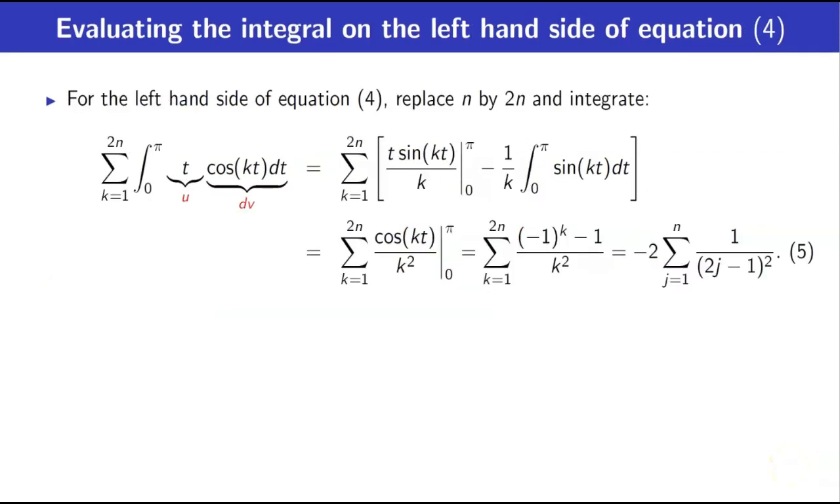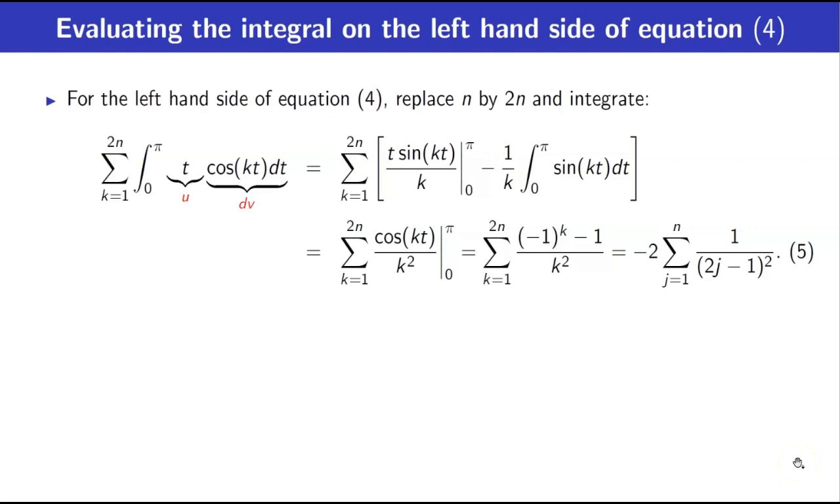Let's evaluate the integral on the left-hand side of equation 4. We're going to replace n by 2n and apply integration by parts, where u is t and dv is the cosine term. The reason why n is replaced by 2n will be clear soon.